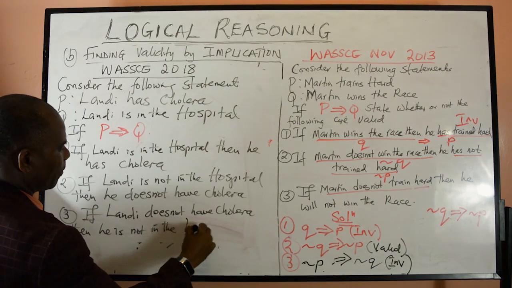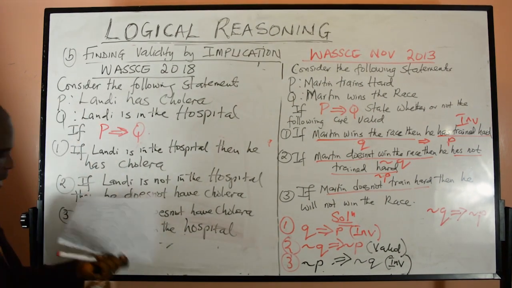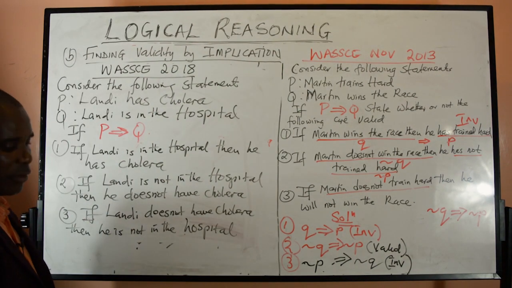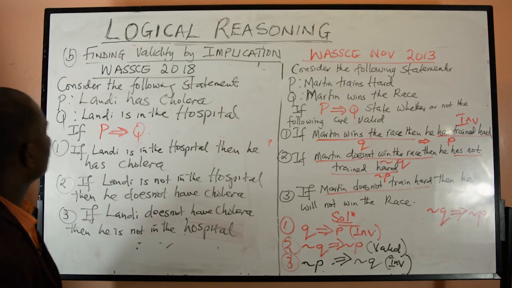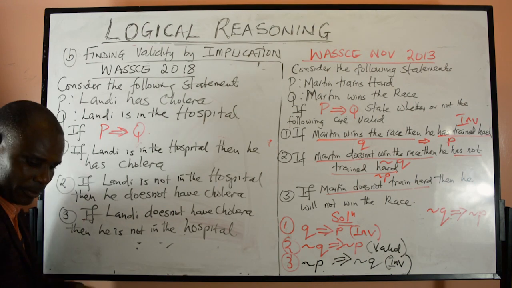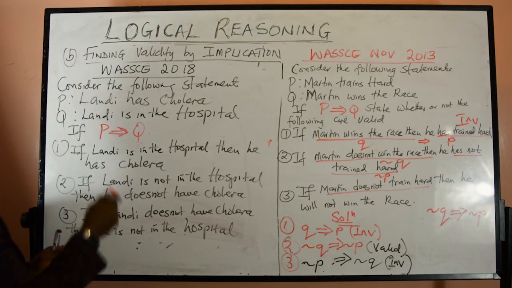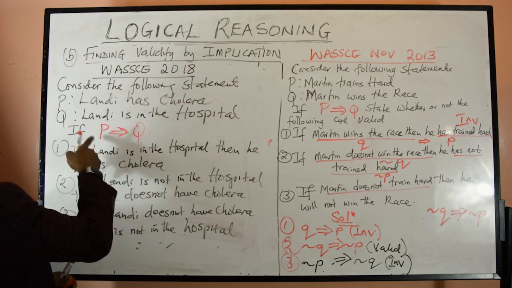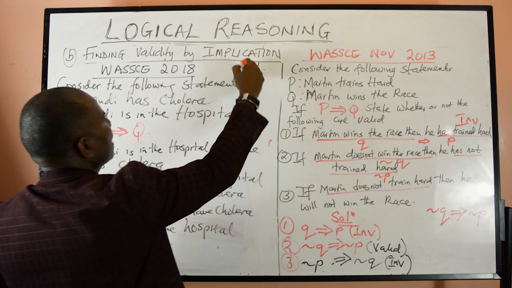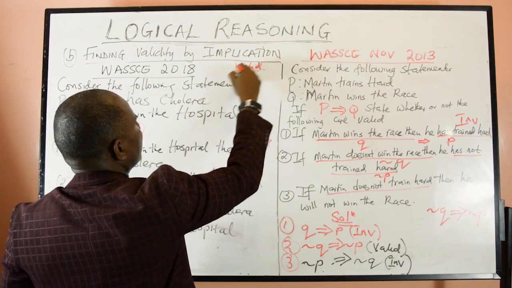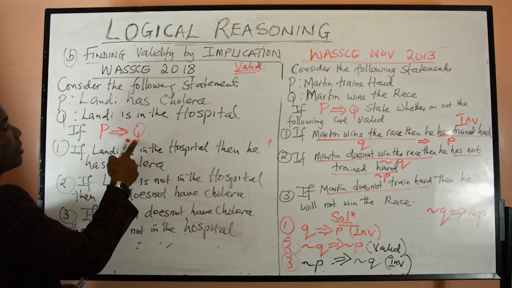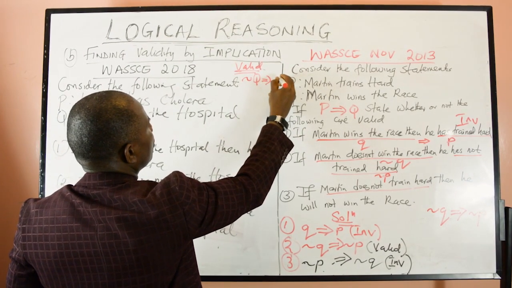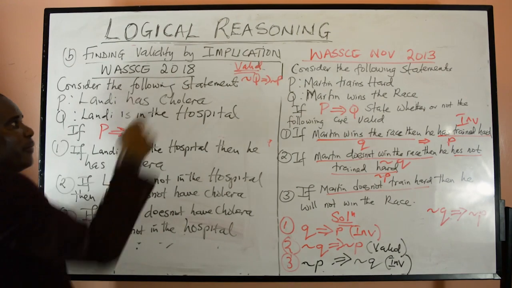Alright, so now I wanted to give you this as an assignment, but let's solve it because of time. You have the first example so far. So look at it. P is Landing has cholera, and Q is Landing is in the hospital. So it says P implies Q. So let's see the valid statement. Watch out for this. It is only valid if the negation of the consequence implies the negation of the antecedent. So that is the only valid conclusion.